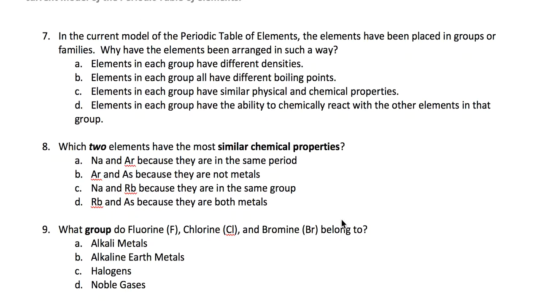Question 9. What group do fluorine, chlorine, and bromine belong to? A. Alkali metals. B. Alkaline earth metals. C. Halogens. D. Noble gases.